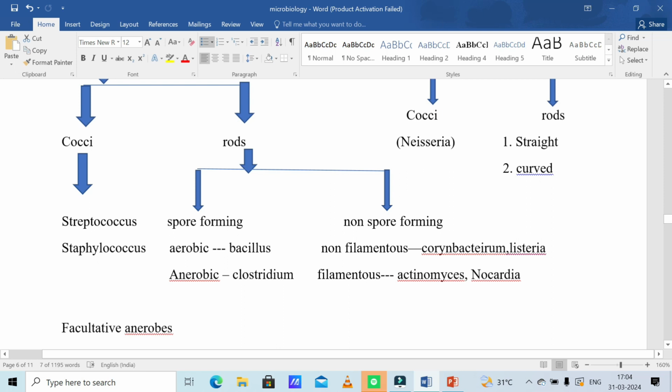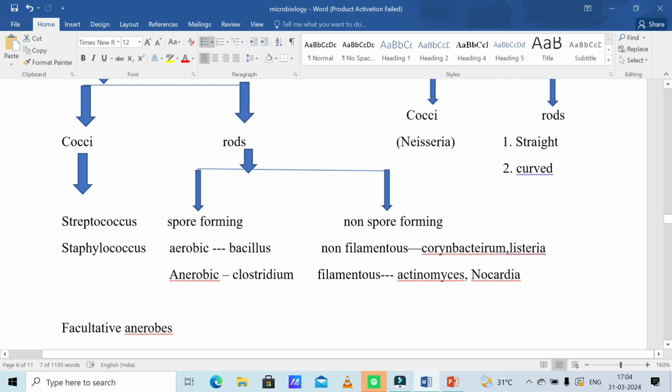Aerobic means they need oxygen to survive, and anaerobic means they can survive without oxygen. So in aerobic comes the bacillus, which causes anthrax, and the anaerobic example is Clostridium, which causes tetanus, gas gangrene and botulism. And coming to the non-spore forming, it is further divided into non-filamentous and filamentous.